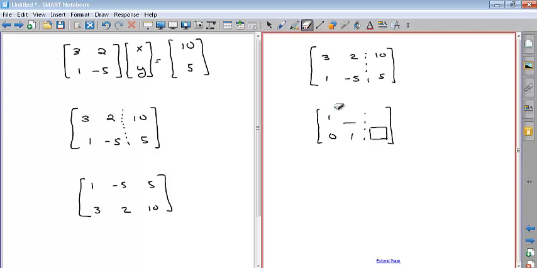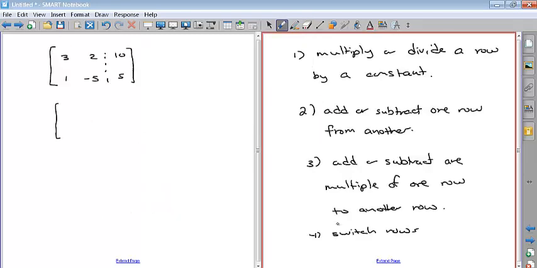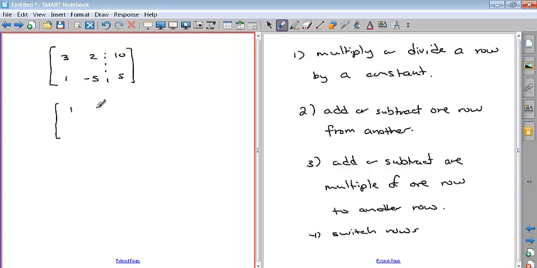So how would we do that? Well, first thing we look for is, are there any rows that have a 1 in the first location? Well, yes, we do. So what I'm going to do is I'm going to use row operation 4, which just says switch rows.